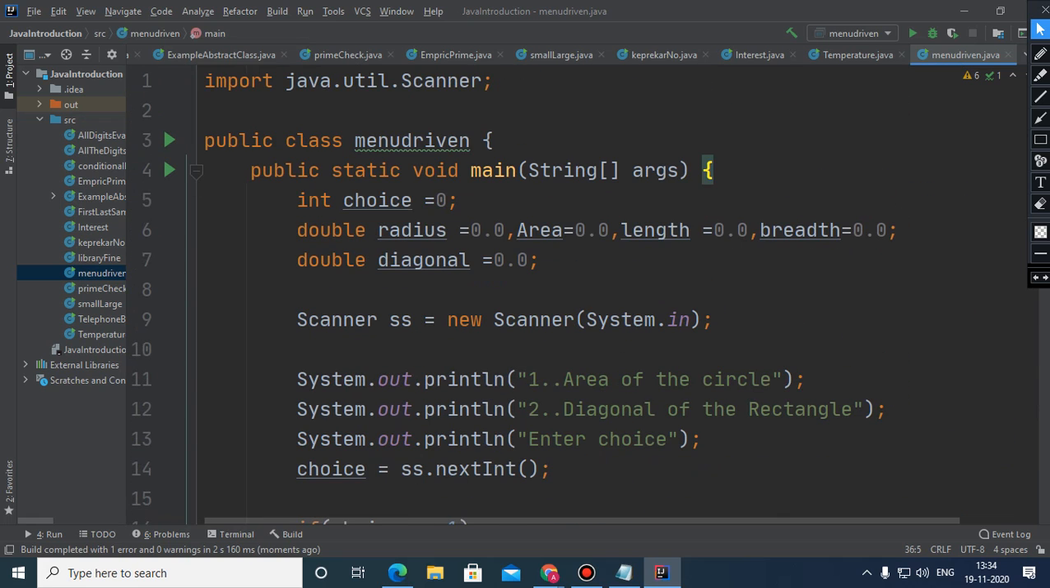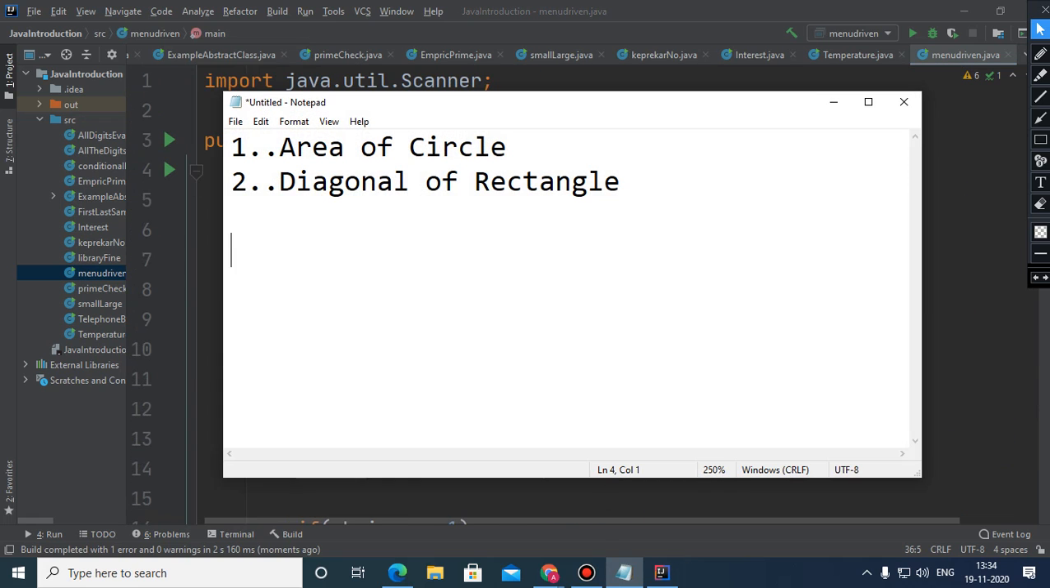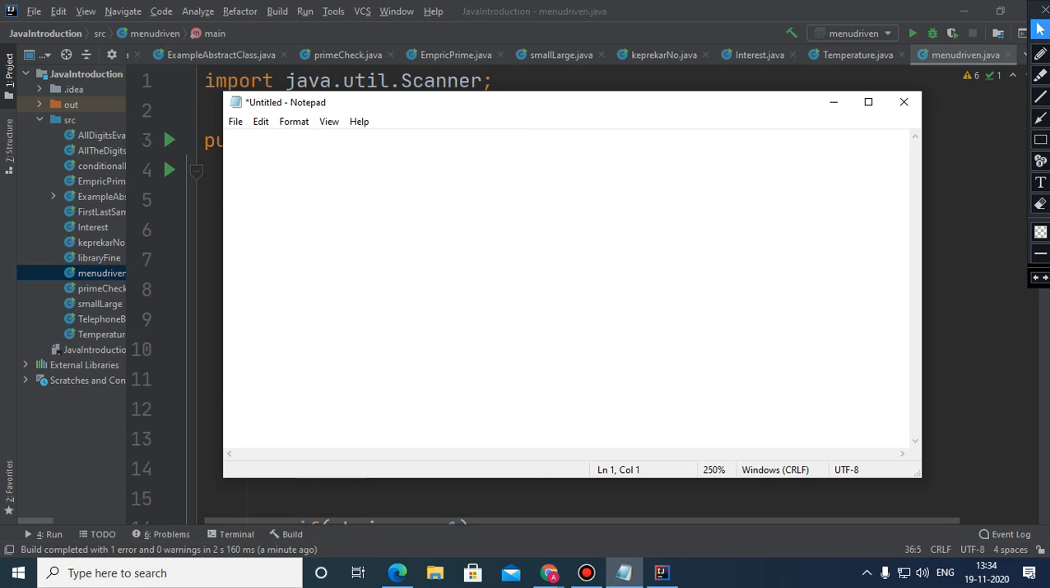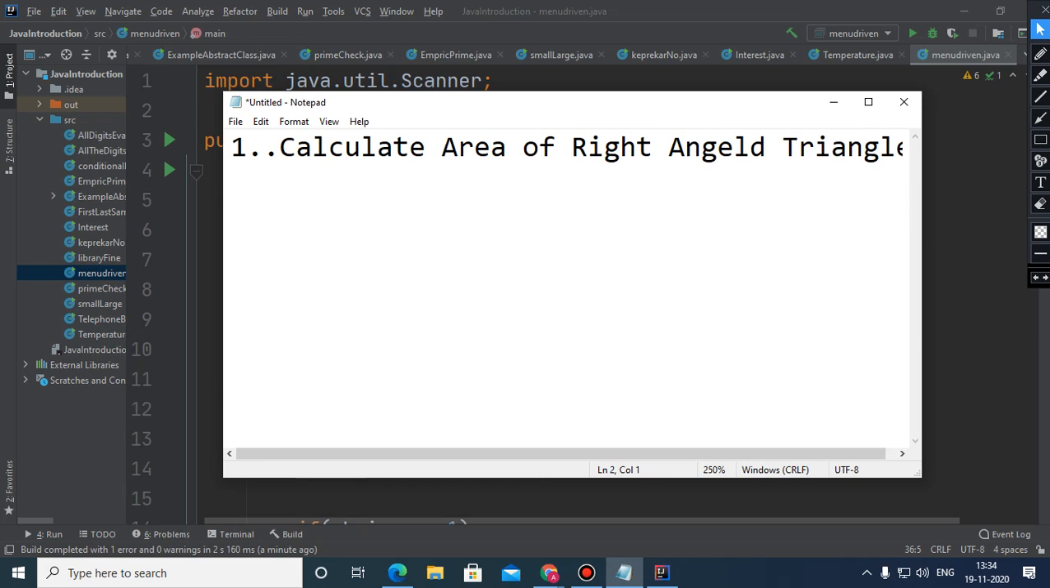Okay, so one question I am giving you as homework, and you all have to solve this question by 9 p.m. today, and you have to mail. Choice 1, calculate area of right angled triangle. This is the first. And second is calculate area of equilateral triangle.